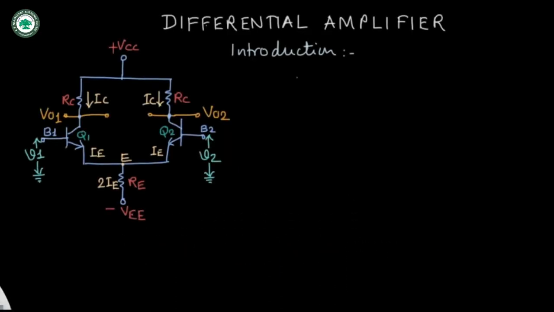Let us consider the differential amplifier. As we know, the cascaded direct coupled amplifiers provide high gain at zero frequency, but they have the major problem that there is drift of operating point.